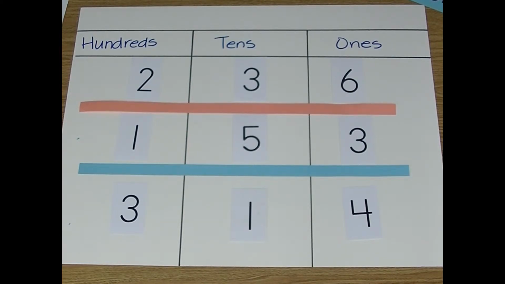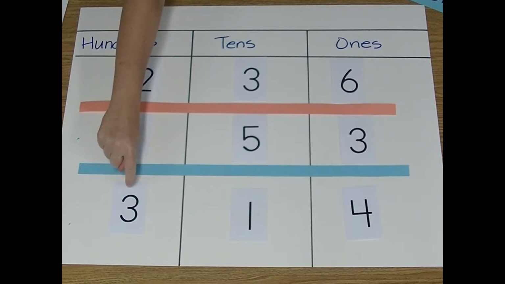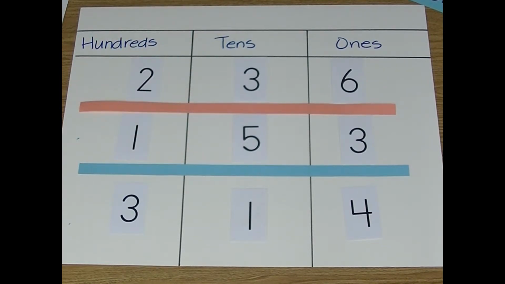I think maybe the third number that starts with the 3. And read that number for me, please. 314. Awesome! 314 is the greatest number. Which number is the least number? I think maybe it's the one that starts with the number 1. The one in the hundreds place? 153. Awesome job. That is the number that is our smallest number. So 153 is the least.